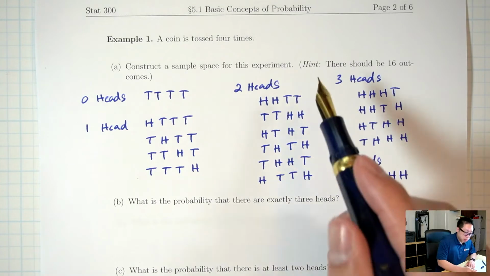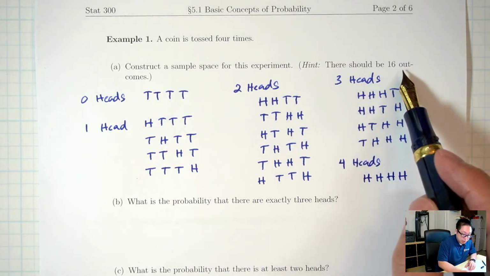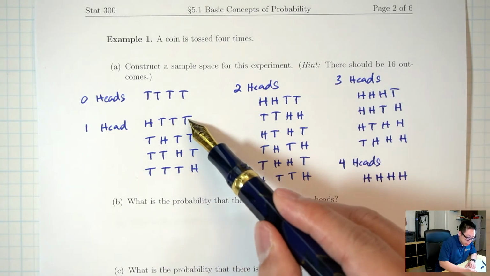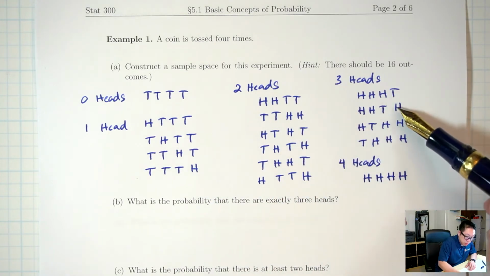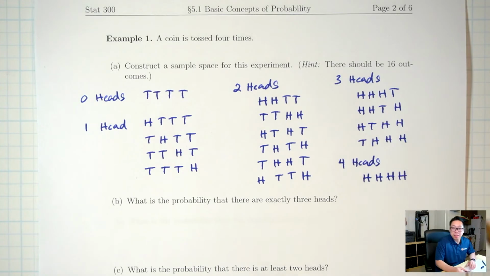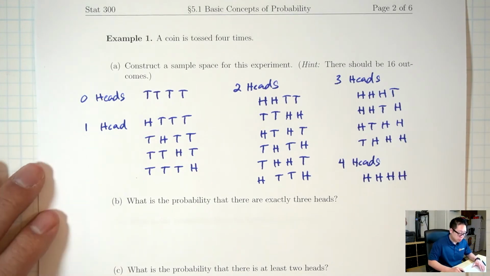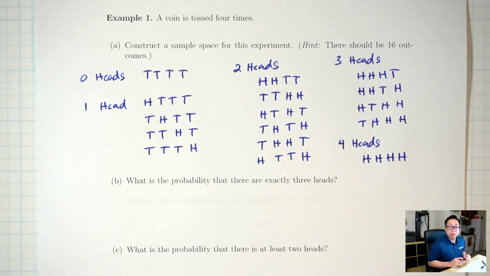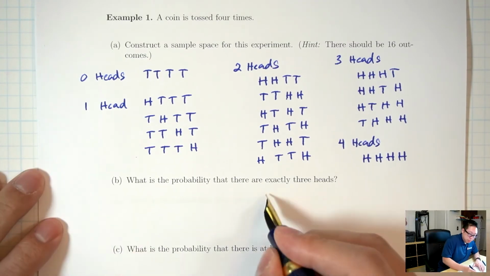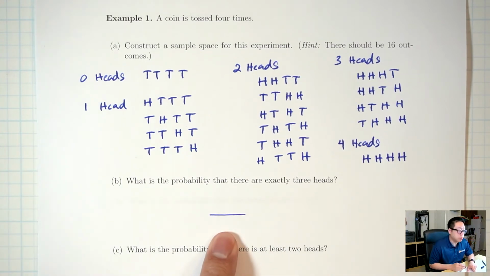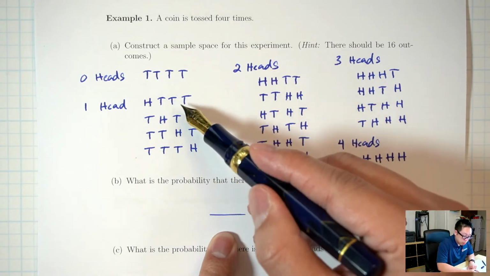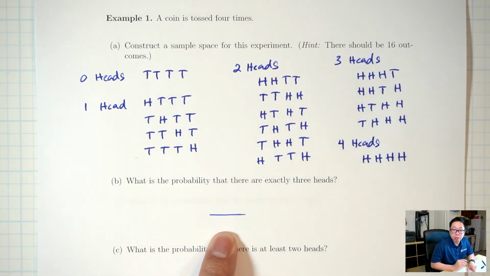Okay, so there's a hint here that says that there should be 16 outcomes. So let's make sure. That's 1, 2, 3, 4, 5, 6, 7, 8, 9, 10, 11, 12, 13, 14, 15, 16. All right, good. We got them all. Okay, so now to answer the questions, what's the probability that there are exactly 3 heads? Okay, the bottom number is going to be all of the possible outcomes in our sample space, which we counted. There's 16 outcomes in our sample space.